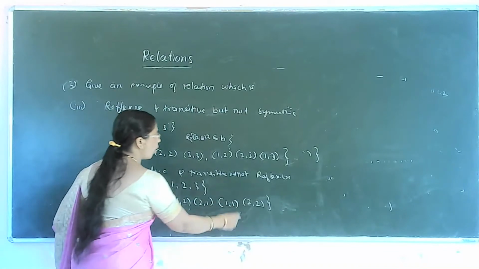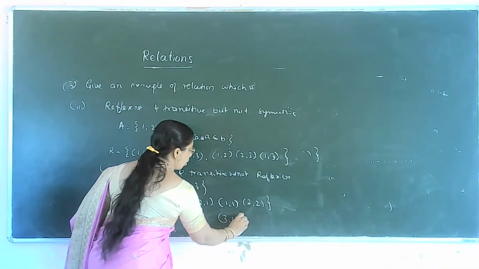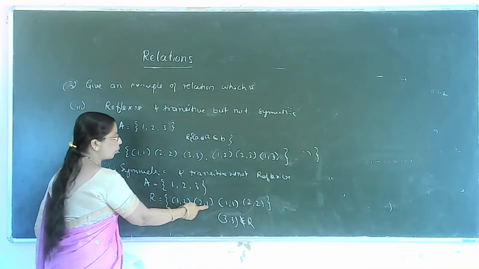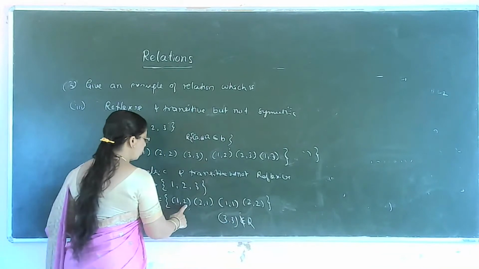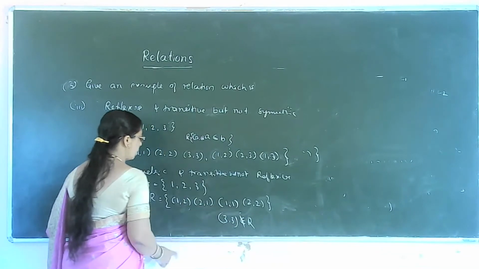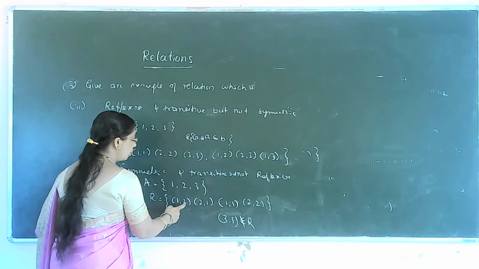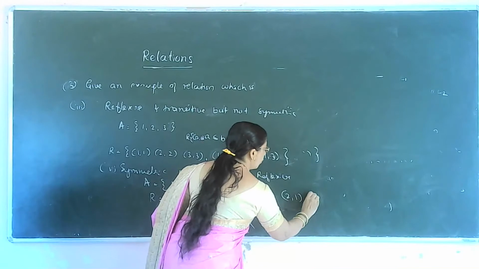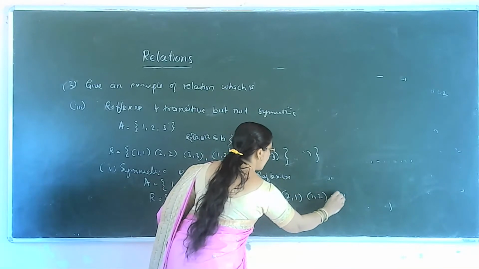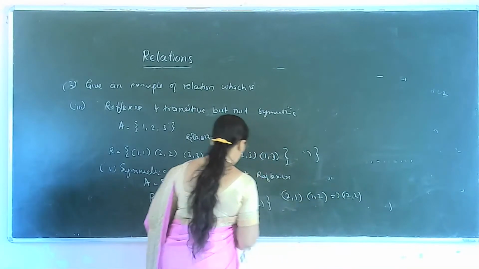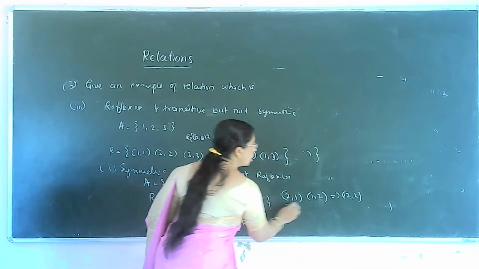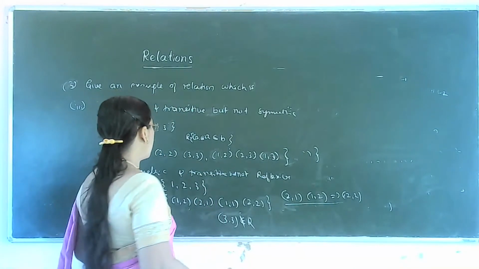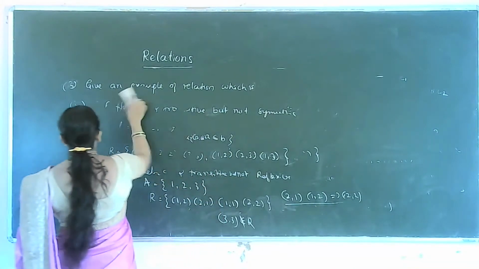Symmetric and transitive, but not reflexive because (3,3) does not belong to R. Therefore, it is not reflexive. (1,2) is there, (2,1) is there, (1,1) is there, (2,2). It's transitive. Then (2,1) and (1,2) imply (2,2) is also there. The same way (1,1) is also there. Therefore, it is transitive but not reflexive because (3,3) is not there.